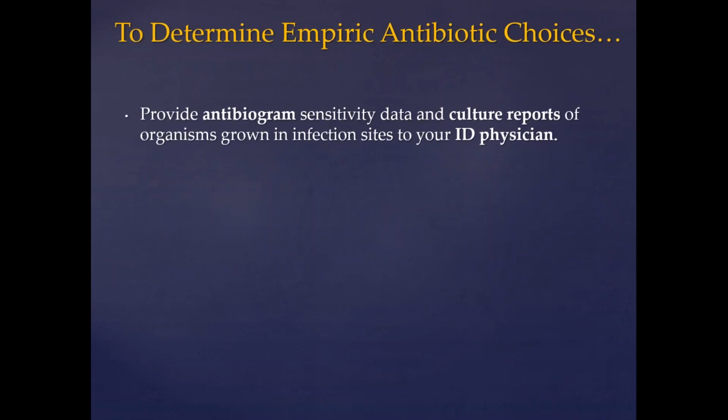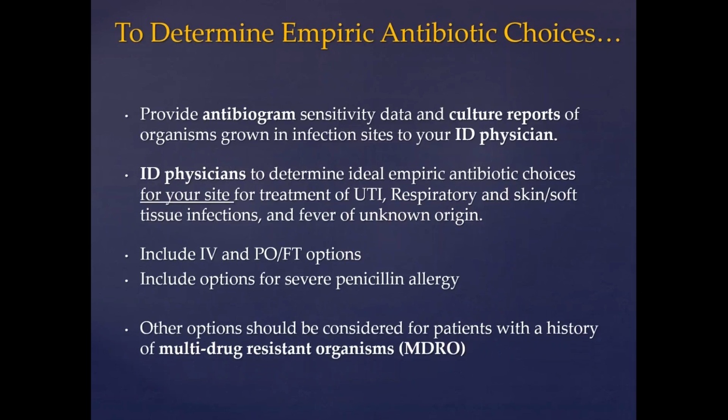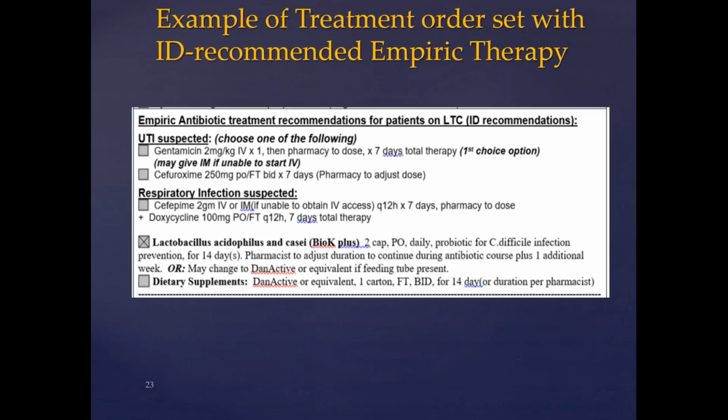So to determine your appropriate empiric antibiotic choices, you want to provide your antibiogram sensitivity data and your culture report data of the organisms grown in your site to your ID physician or ASP physician, whoever is helping you. And they can determine the ideal empiric antibiotic choices for your specific site in the different infection sites. IV and PO and feeding tube options should be provided, including options for severe penicillin allergy, and then other options should be considered for patients that are colonized with multi-drug resistant organisms. Now, we maintain a list of patients that have these organisms for the pharmacists that occasionally get called at night, so they know what to use.